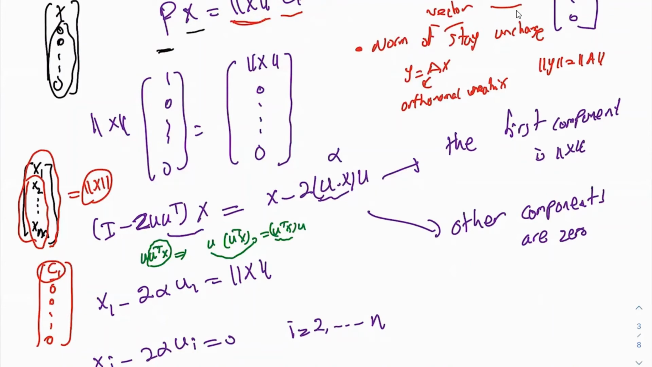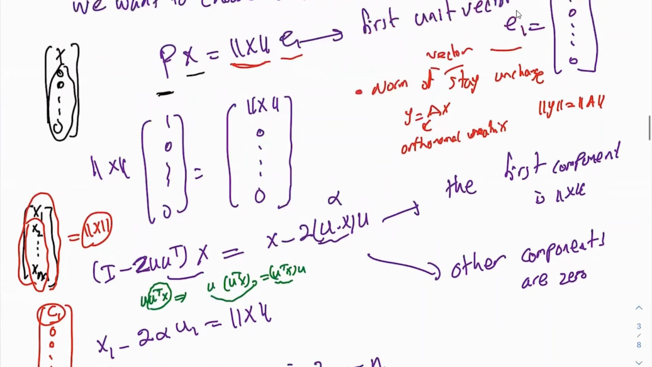So for simplicity, since I know that u dot x is a scalar, I let u dot x be alpha. Alpha is a scalar. So what I get is x minus 2 alpha times u. Very good. Now, this x minus 2 alpha times u is a vector, right? Because x is a vector and u also is a vector. So x minus a scalar times u. I want the first component of that to be equal to norm of x and all other components to be equal to 0.